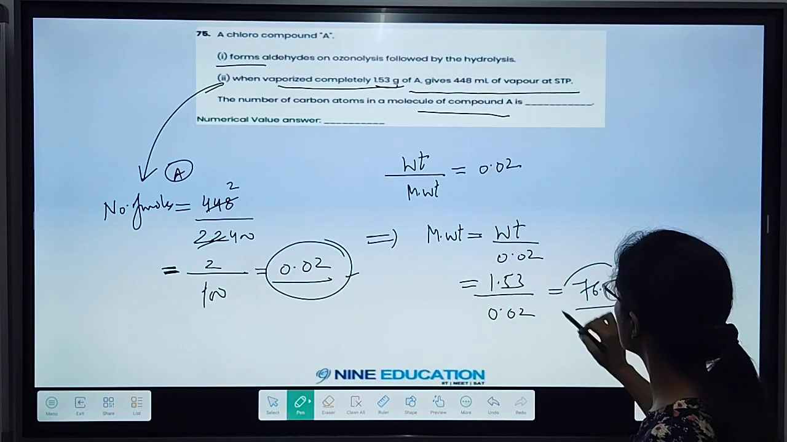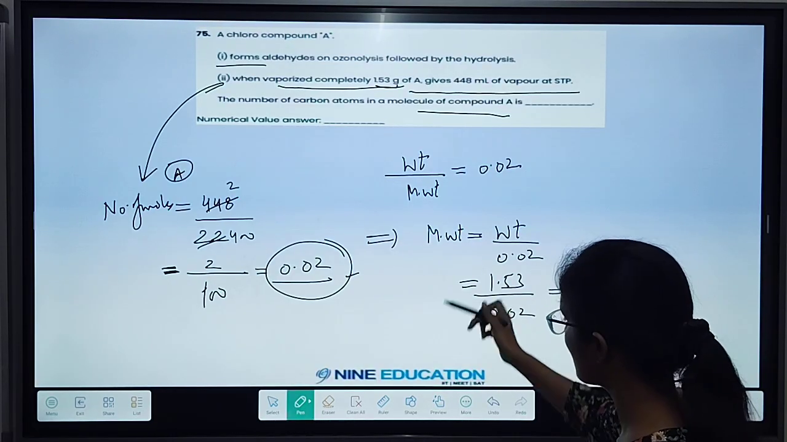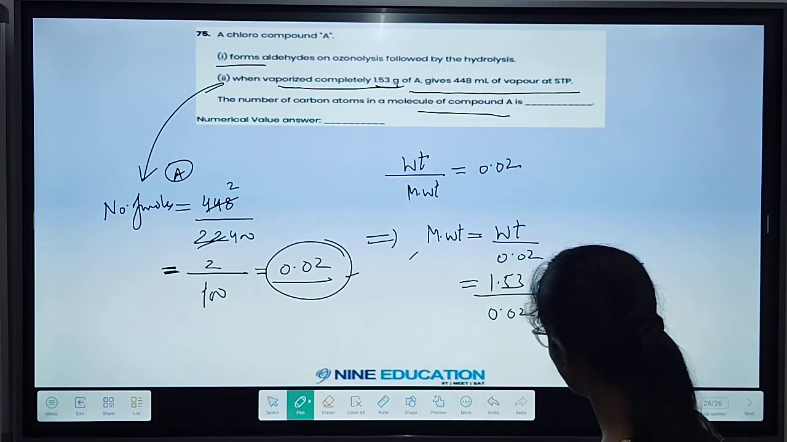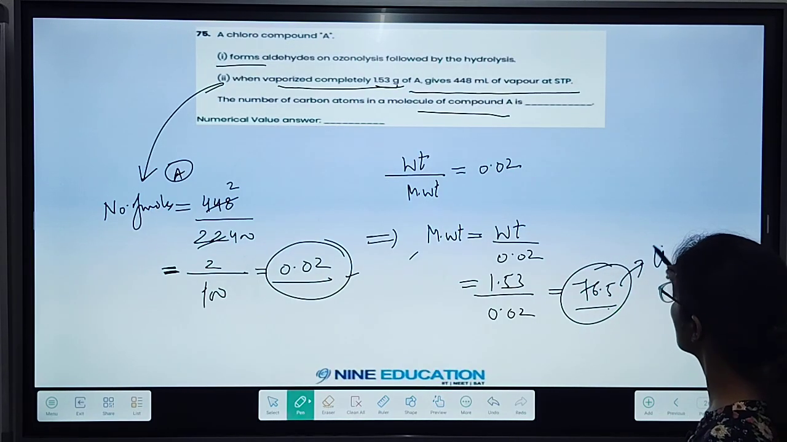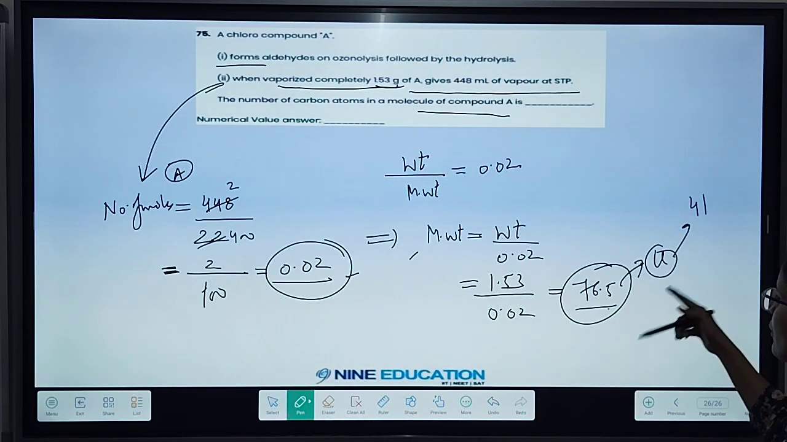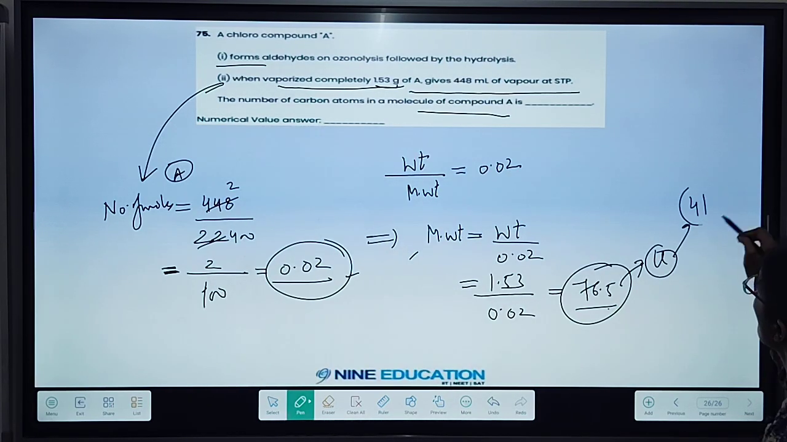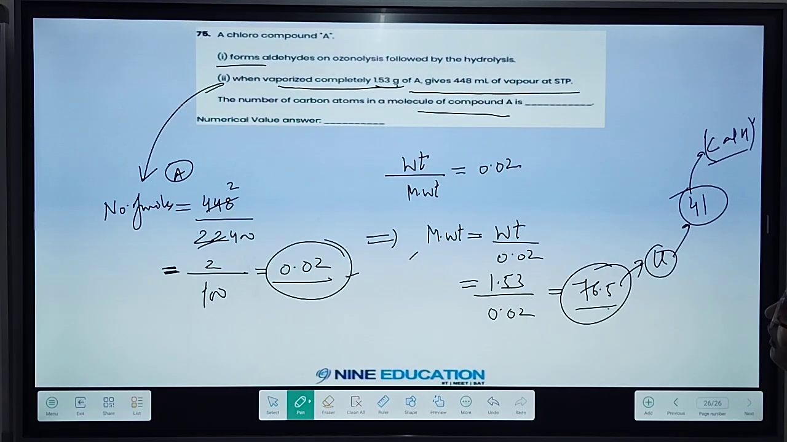Now that we understand the molecular weight, what can we do next? As it is given that it's a chloro compound, definitely in 76.5 molecular weight, I am talking about molar mass here, we have one chlorine. The chlorine mass will be 35.5, and if we subtract that, we get 41, right? 41 plus 35.5 is 76.5. Now this 41 corresponds to carbon and hydrogens which are there in compound A.